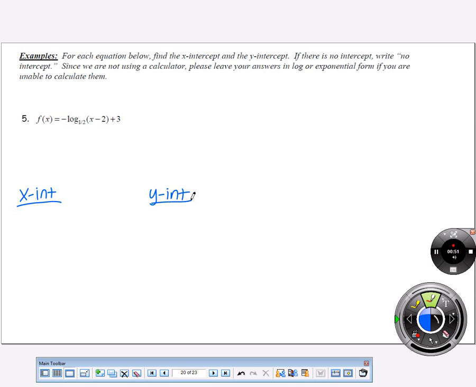So to find the x-intercept, I plug in 0 for y. Remember in this equation, your f of x is like your y. So if I replace that with 0, then this equation looks like 0 is equal to negative log base 1/2 of x minus 2 plus 3. Okay? So to solve a log equation, the first thing you guys need to do is get the log part of the equation, everything that's contained in the logarithm, alone.